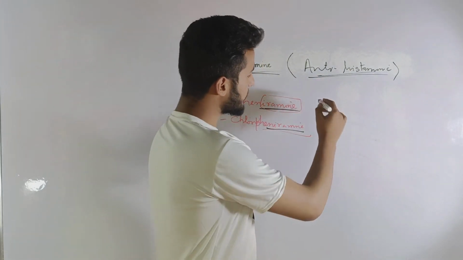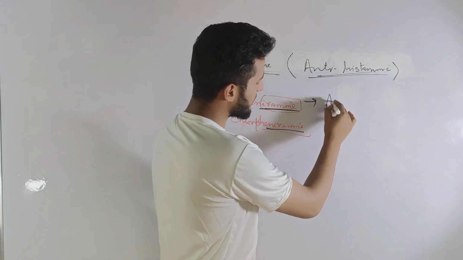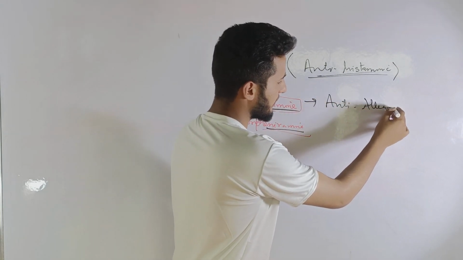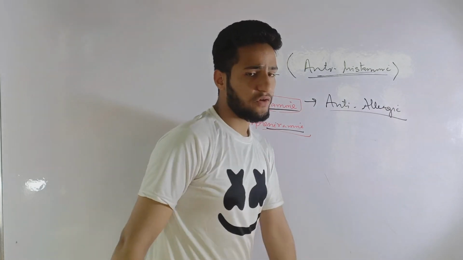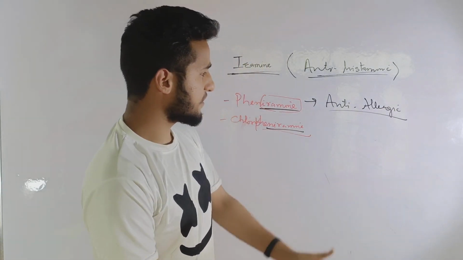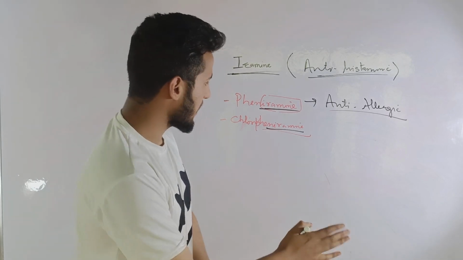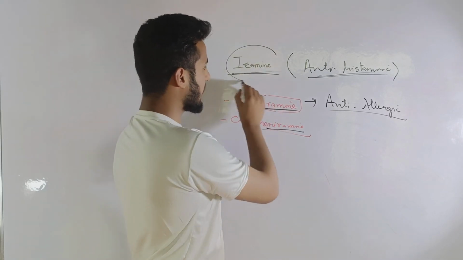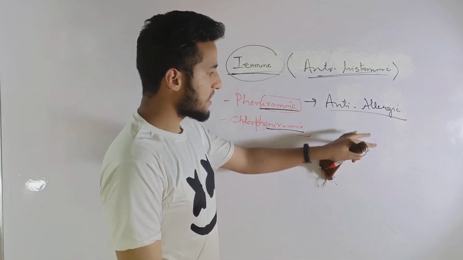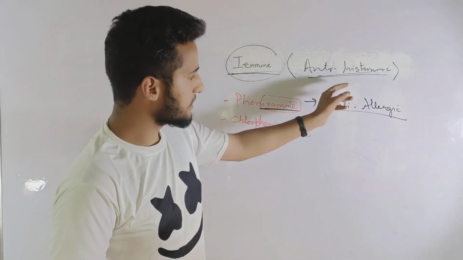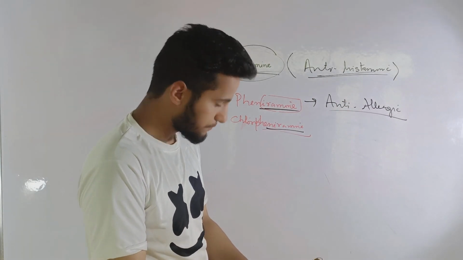So what actually is antihistaminic? In common words, we can say these are anti-allergic drugs. If anyone is suffering from any body allergy, the first thing the doctor will prescribe is a drug that contains iramine. These drugs are given in allergic conditions, meaning these are antihistamine drugs.